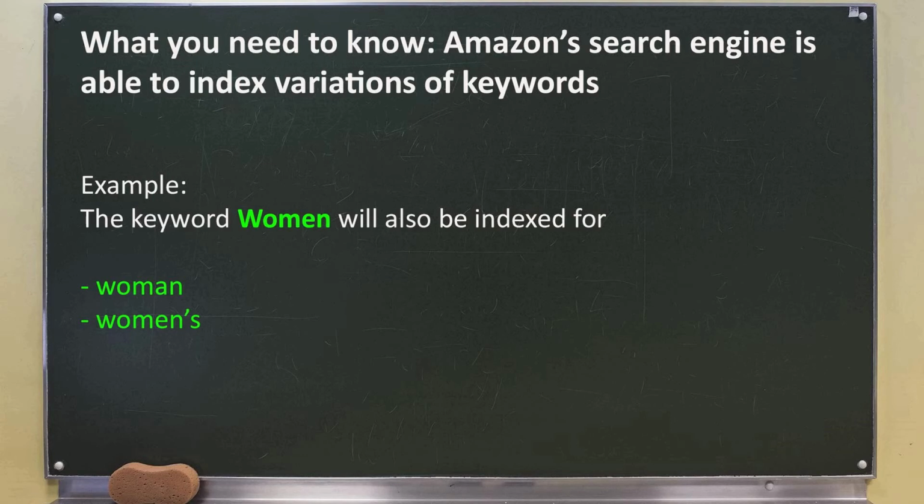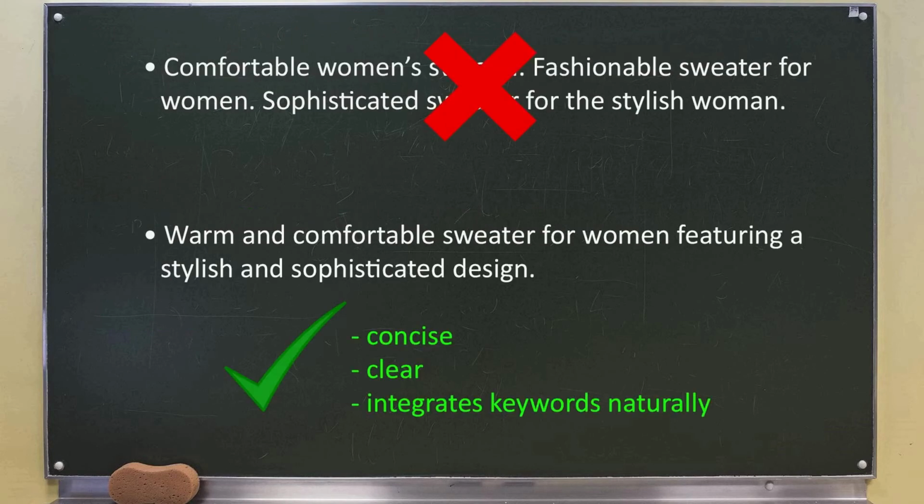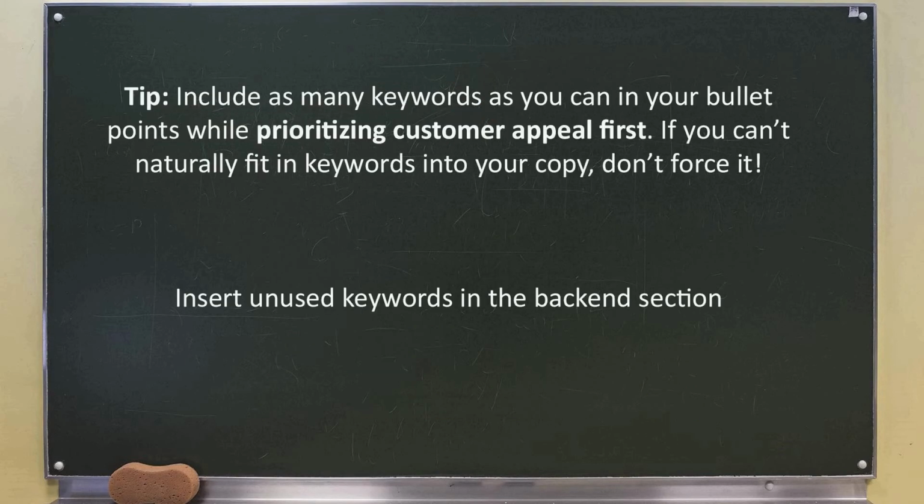A better bullet point would look something like this. Warm and comfortable sweater for women, featuring a stylish and sophisticated design. It's clear and concise, just how customers want. It also naturally integrates the use of keywords. A tip I have is to include as many keywords as you can in your bullet points while prioritizing customer appeal first. If you can't naturally fit keywords into your copy, don't force it. You can always insert any unused keywords in the backend section of your listing.